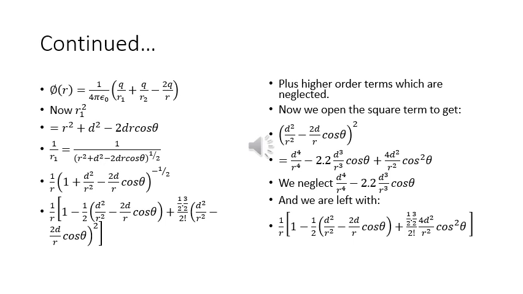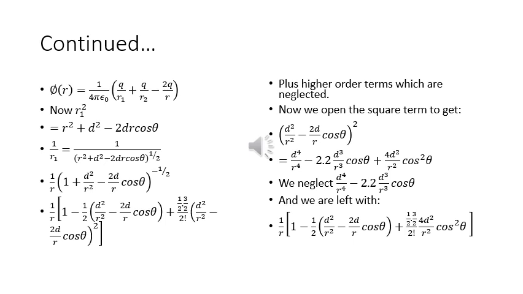Therefore, this is equal to 1 upon r (1 plus d square upon r square minus 2d upon r cos theta) raised to the power minus half. Expanding binomially, we will have 1 upon r (1 minus half (d square by r square minus 2d upon r cos theta) plus half into 3 by 2 upon 2 factorial (d square by r square minus 2d upon r cos theta) squared), plus higher order terms which have been neglected. Now let us open the square term to get d to the power 4 upon r to the power 4 minus 2 into 2 d cube by r cube cos theta plus 4 d square upon r square cos square theta.